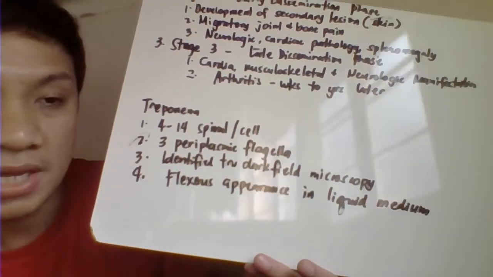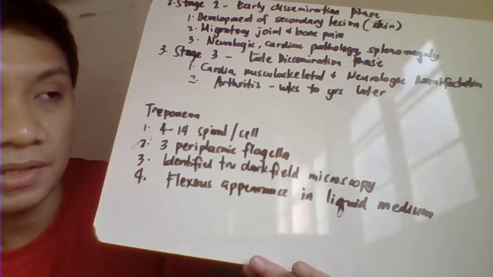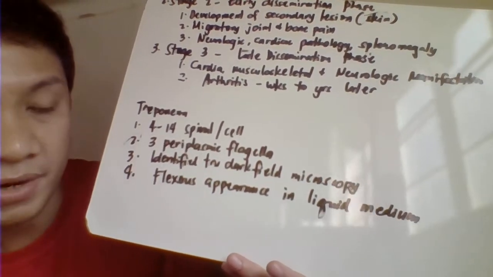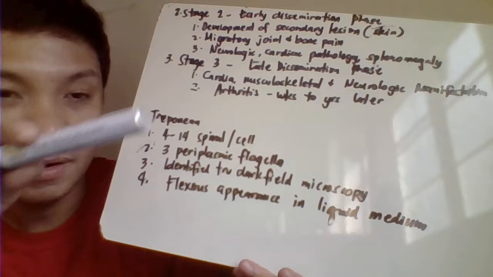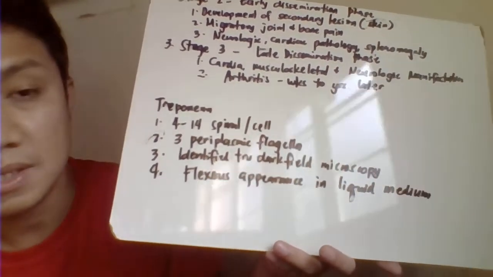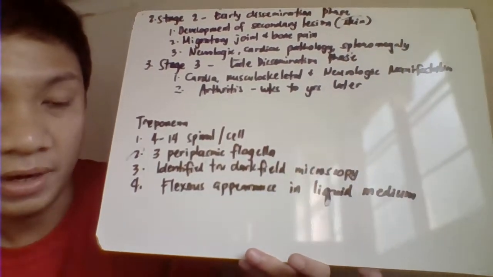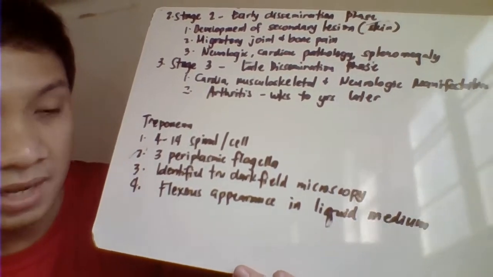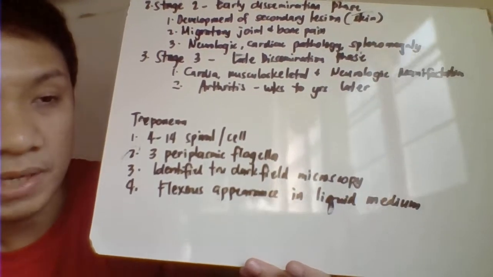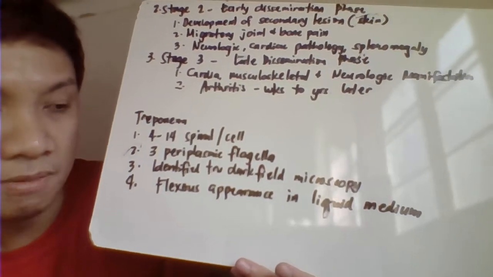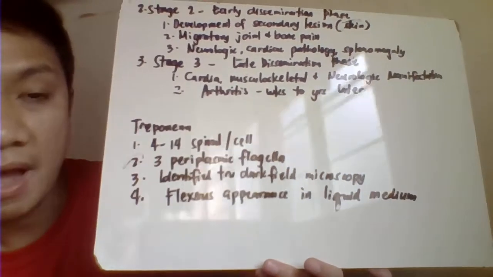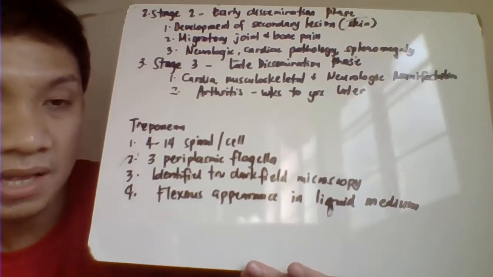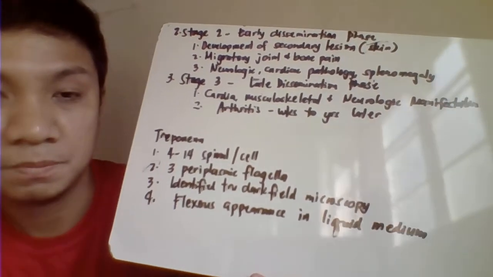The next one we discuss is Treponema. Treponema has 4 to 14 spirals in each organism and has 3 periplasmic flagella surrounding the entire body. This one can be identified only by dark field microscopy and has a characteristic flexuous appearance in liquid medium.